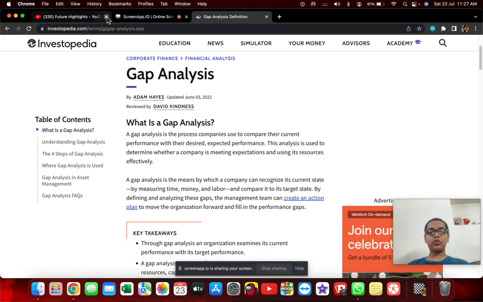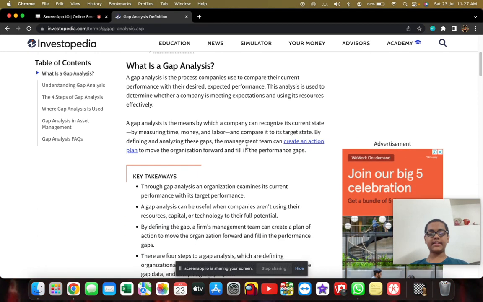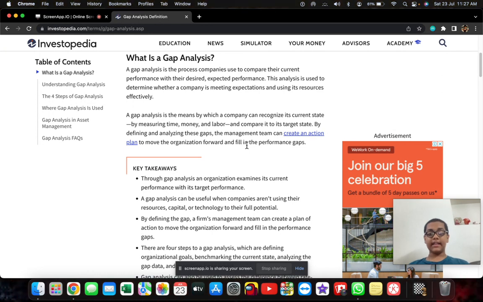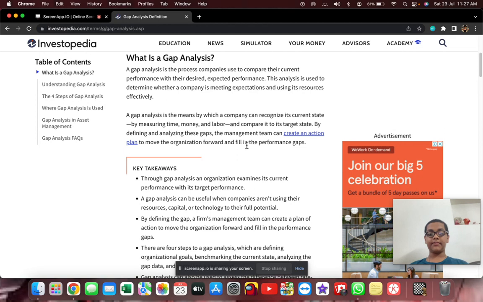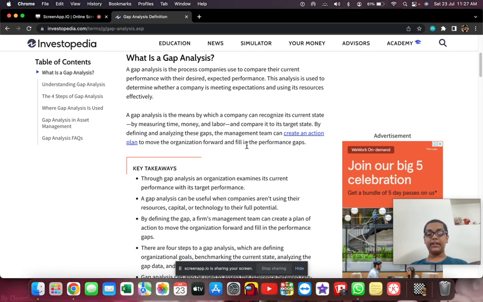Today we are going to talk about what is gap analysis. So let's get started. What is a gap analysis? A gap analysis is the process companies use to compare their current performance with their desired expected performance. This analysis is used to determine whether a company is meeting expectations and using its resources effectively.